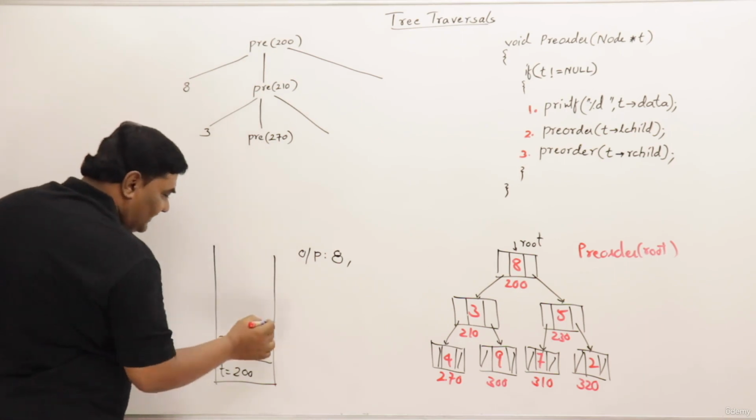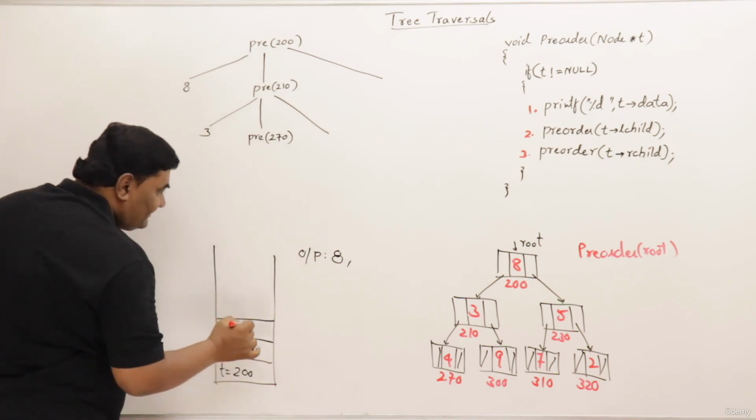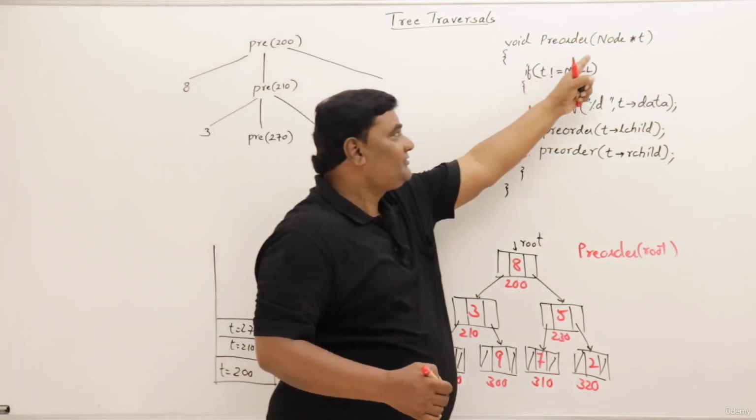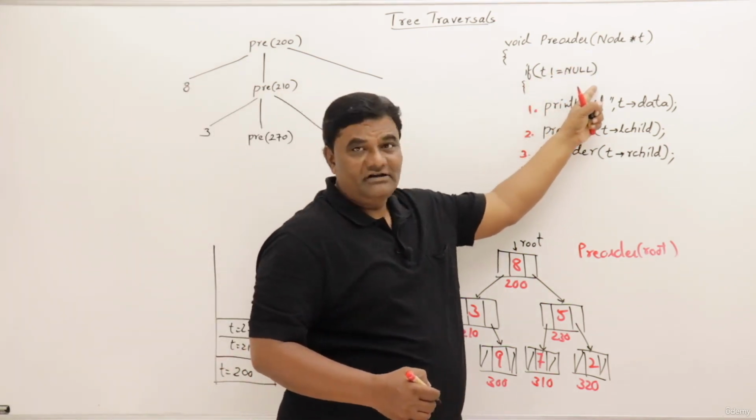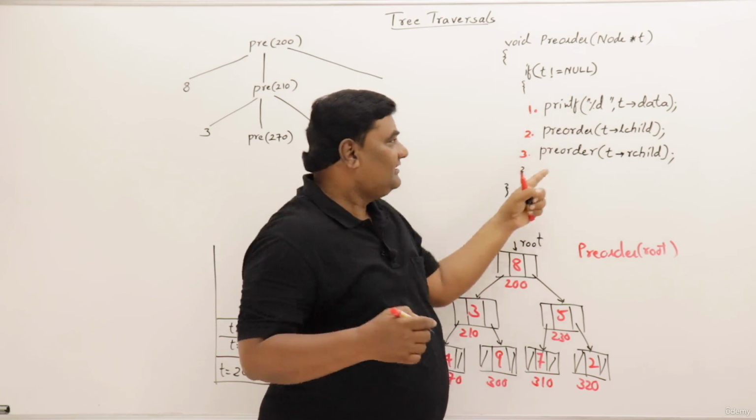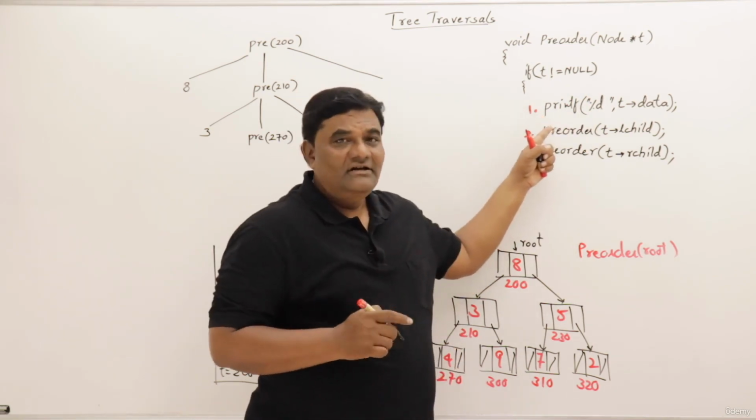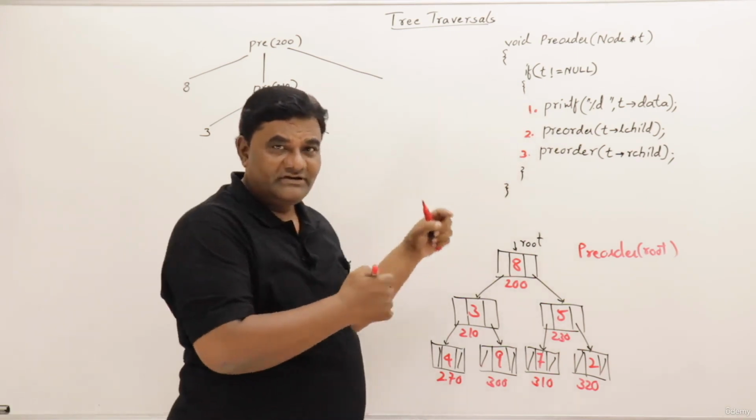Now for this call, activation record is created. This is with 270. For this 270, the function is called again. t is not null. Yes, it is 270. It is not null. Perform 3 steps. We know the step very well. Now I will not be checking every time here. We know the steps.